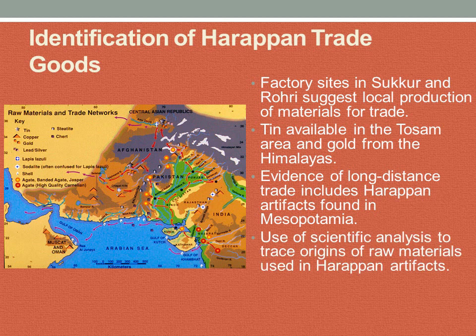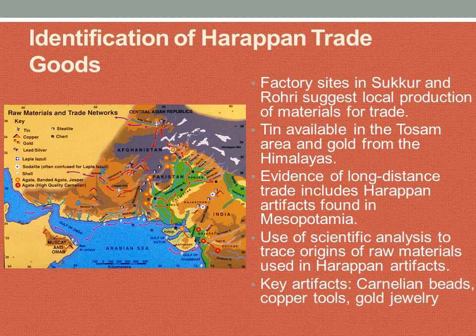Scientific analysis is used to trace the origins of raw materials used in Harappan artifacts. So all these Harappan artifacts mainly used raw materials found all around the place in the form of tin, gold and other materials which they obtained locally. So all the artifacts have been made with the help of local raw materials.